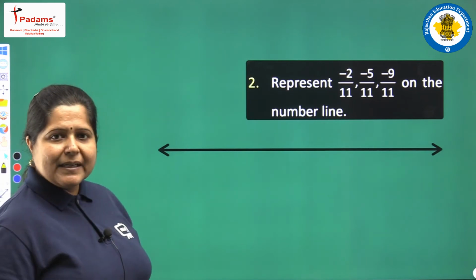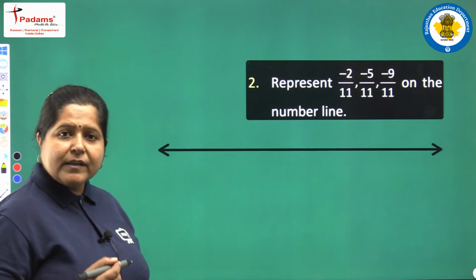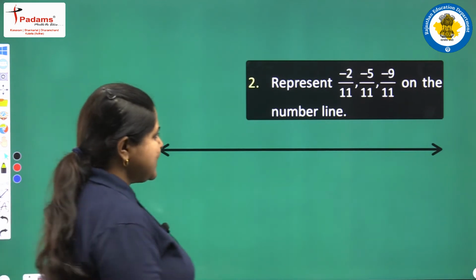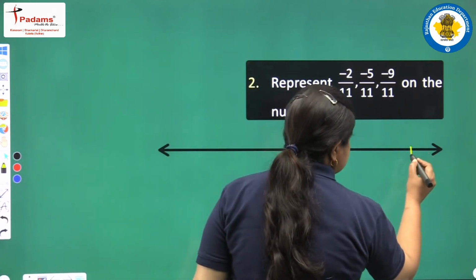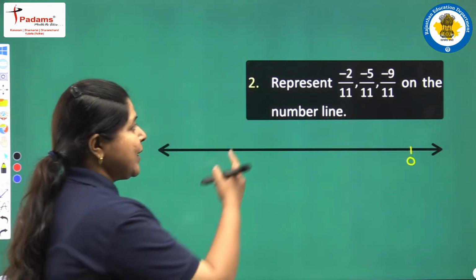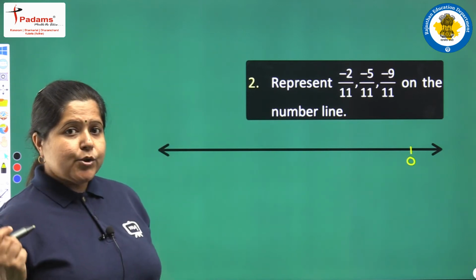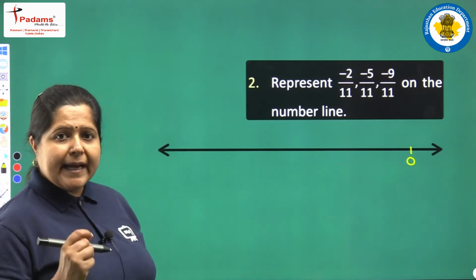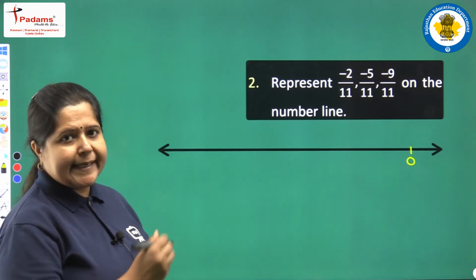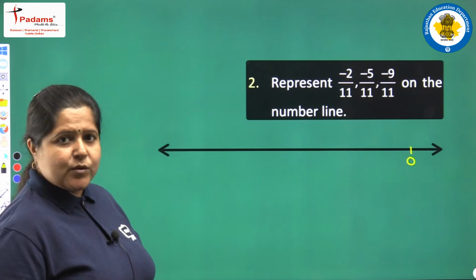Again we have this number line and the numbers are negative, so they will be on the left side of 0. So we take 0 on the right hand corner. Then again you can divide 0 to 1 single unit into 11 equal parts and mark 10 points in between and get the numbers, or we can do it in this way also.